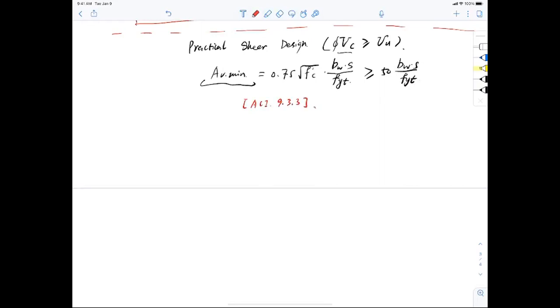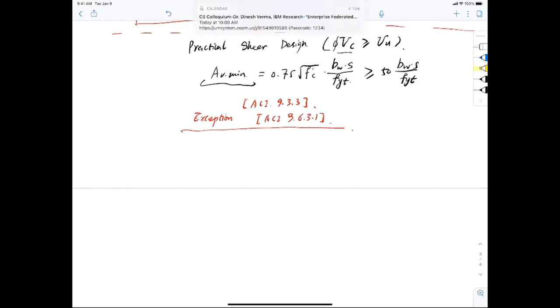And this, gentlemen, ladies, you can find in the code, ACI 9.3.3. But this does have an exception. The exception is listed in ACI 9.6.3.1, and we will talk about the exception in the next lecture. But right now, all you need to remember is this equation here.